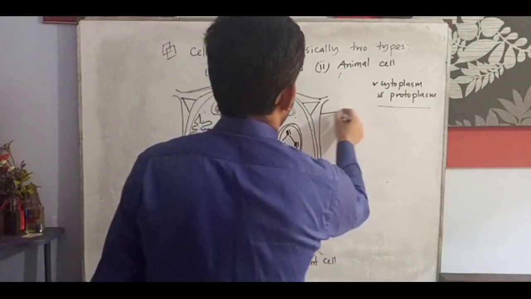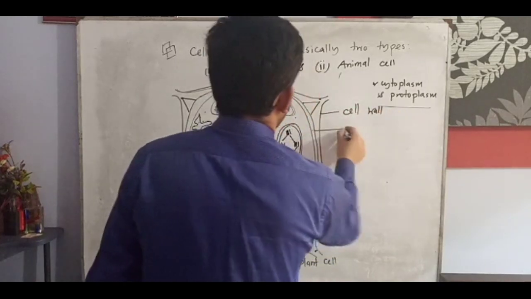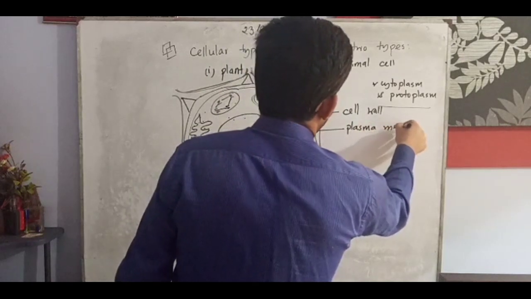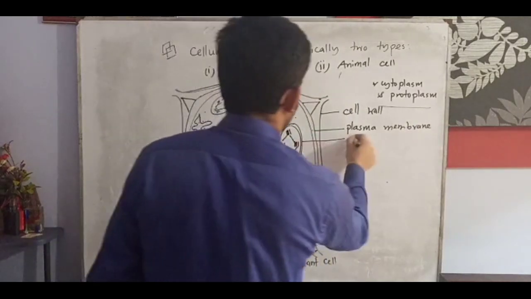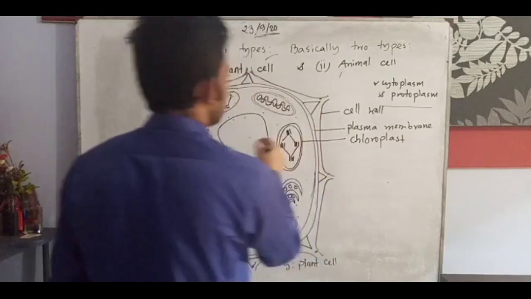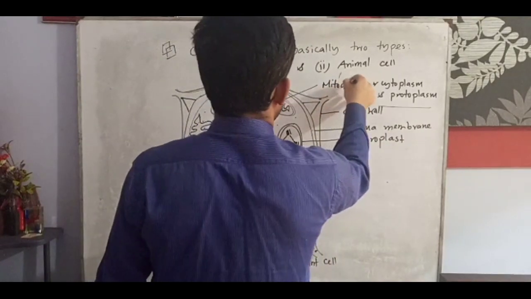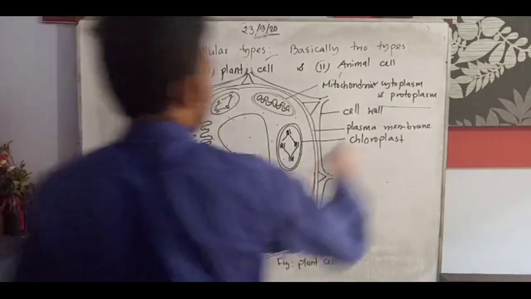Look here, mark the parts, of course the marking part: cell wall, plasma membrane. Plasma membrane is nothing but cell membrane, you know. Then this is the chloroplast. Yes, this is the mitochondria. Okay, I can erase the cytoplasm and protoplasm.